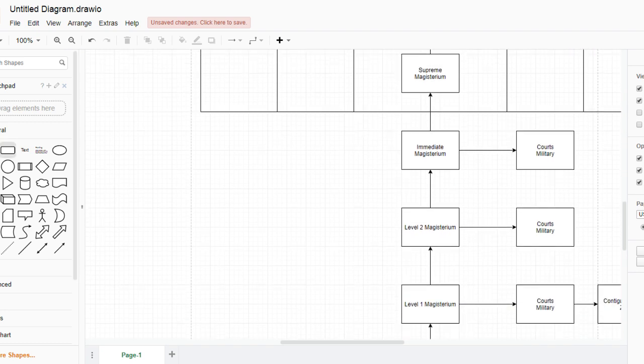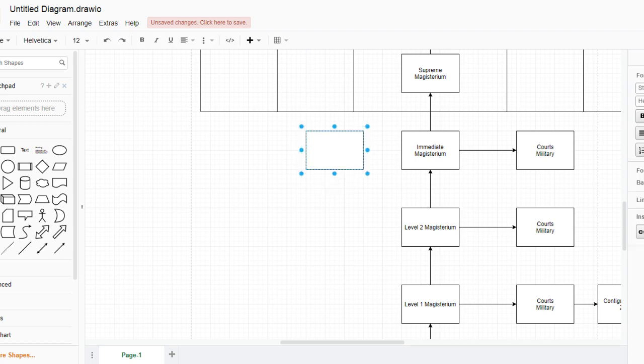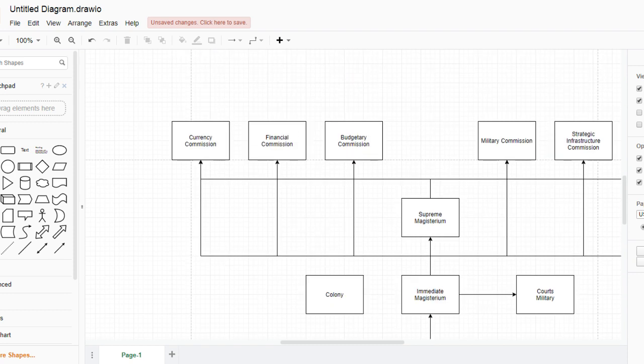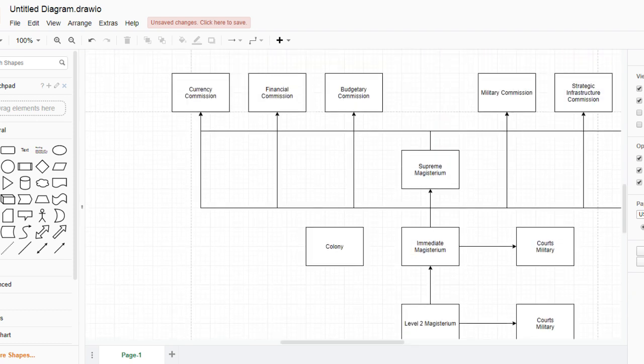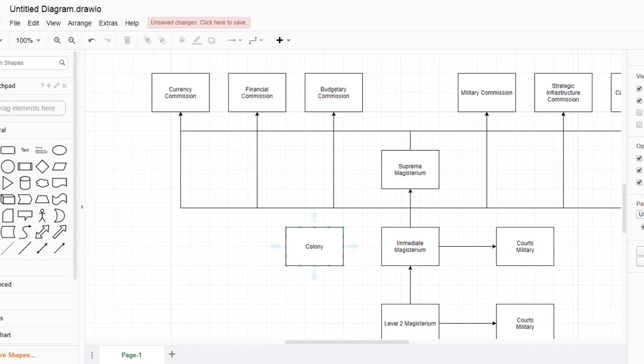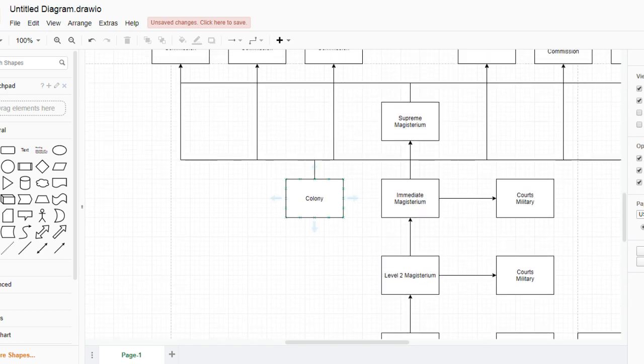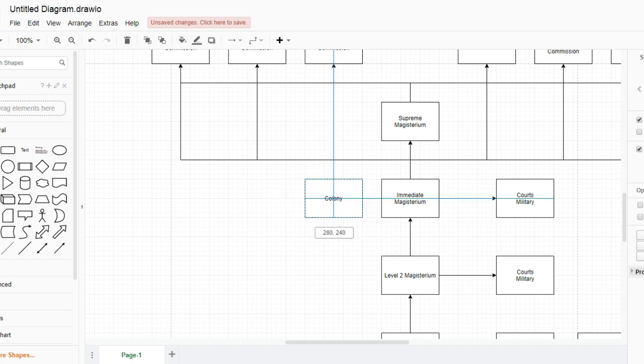And additionally, as an alternative type of immediate magisterium, you also have colonies. Now, a colony, in an official sense, is any part that pertains to the state that is too distant to participate in the regular electoral functions. So colonies are a type of immediate magisterium that has a form of representation on the supreme magisterium, but it has a lesser form of representation that is weighted upon the size of the colony.